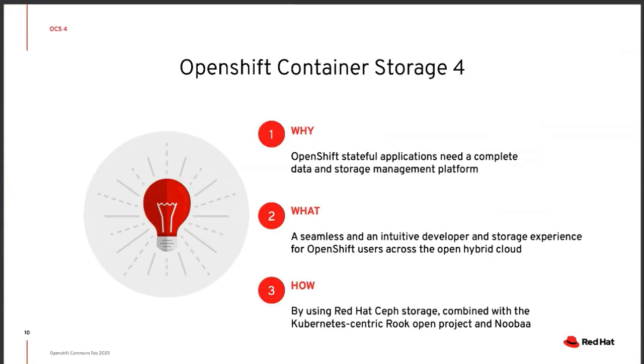How are we doing this? And that's the third one. We do this by using Red Hat Ceph storage combined with Kubernetes-centric Rook, which is an open source project, and NooBaa. And of course, we will go into more detail. So this is literally what OpenShift container storage is about, and the main reasons.